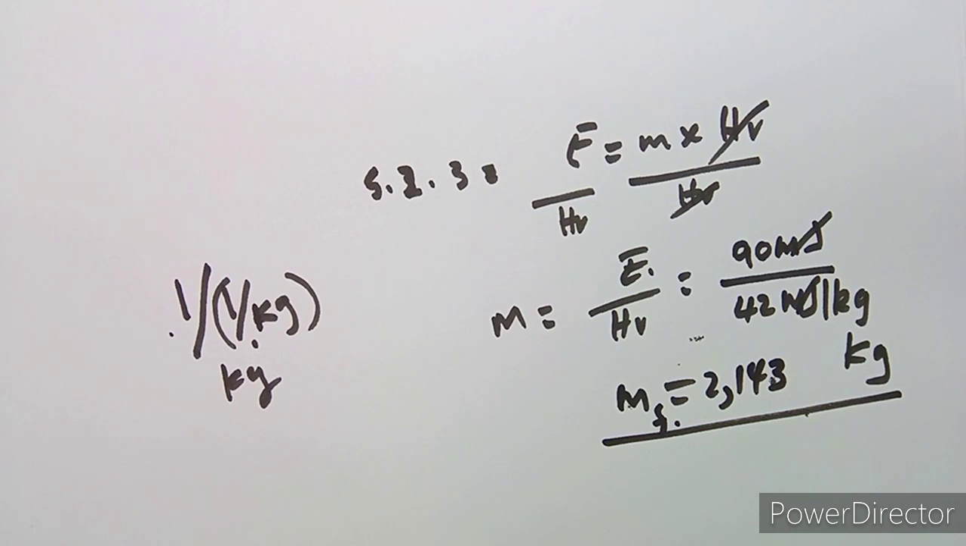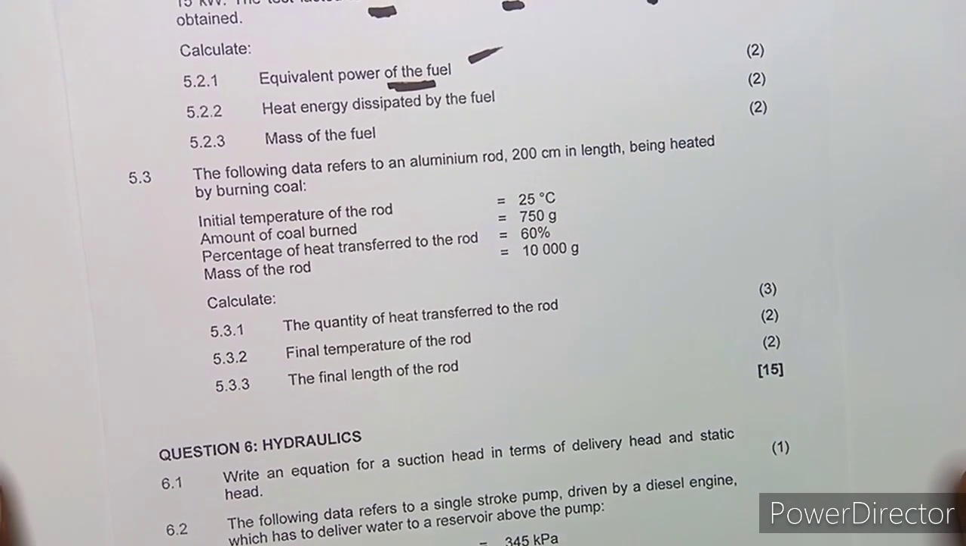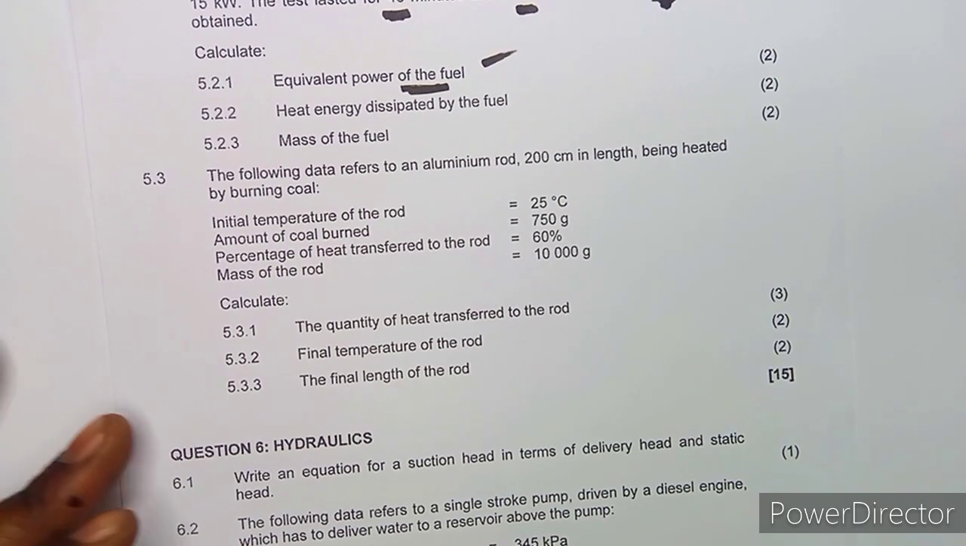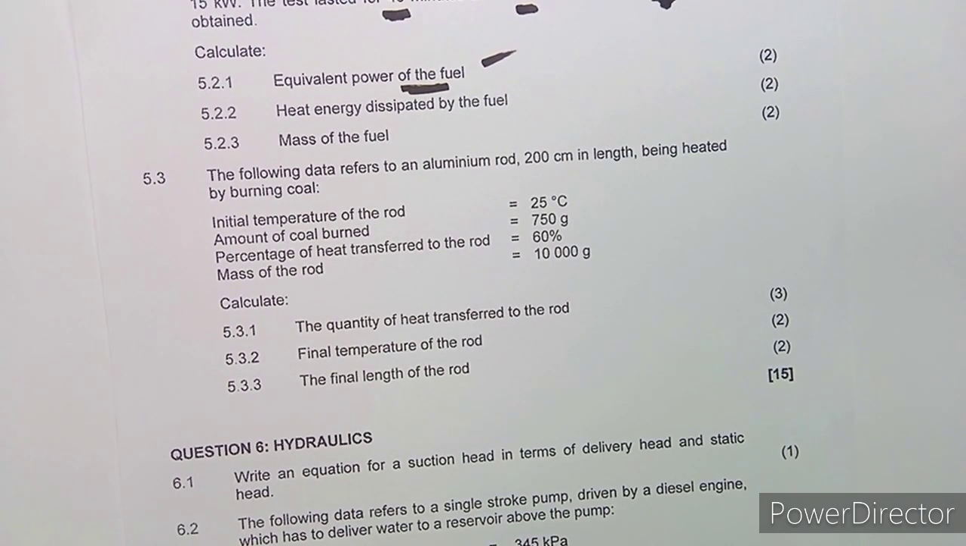So that's it, guys. That's how they want you to play around these formulas. It's very, very important that you understand your formulas anyways. Then here we are given that the following data refers to an aluminium rod which is 200 centimeters in length. So we've got an aluminium rod which is 200 centimeters in length. So we can convert this to meters.